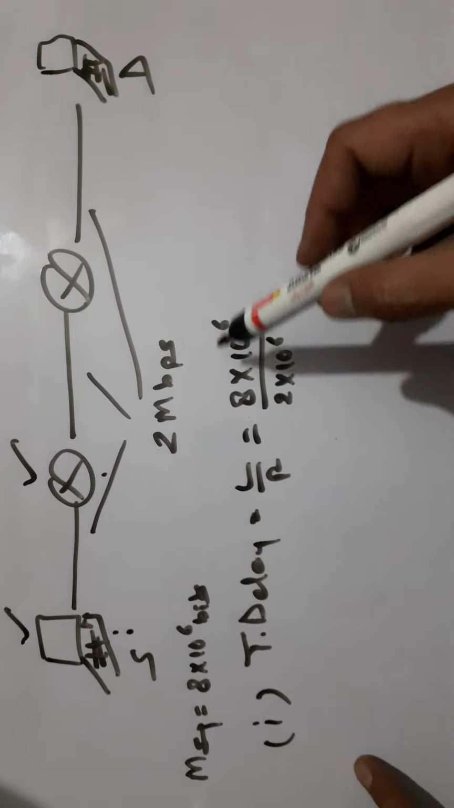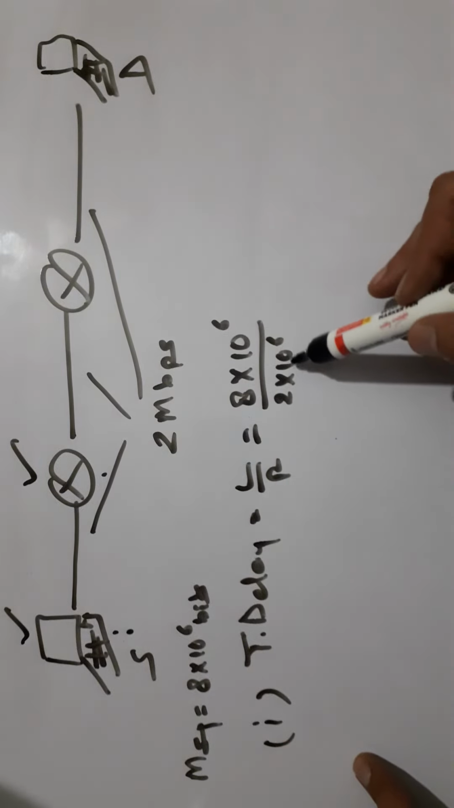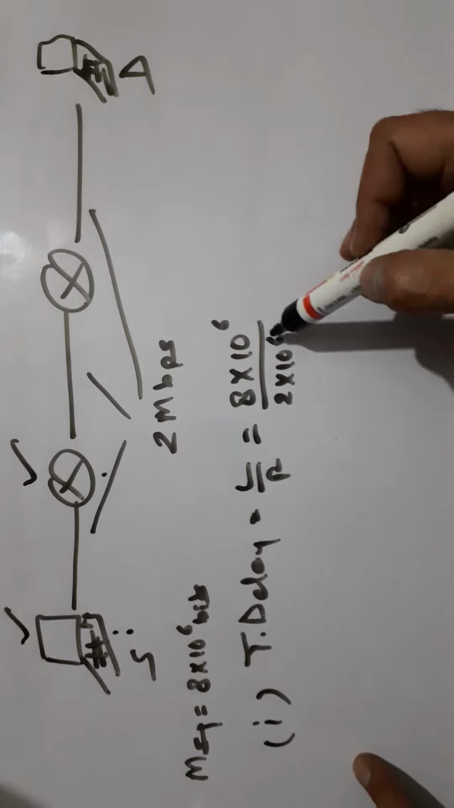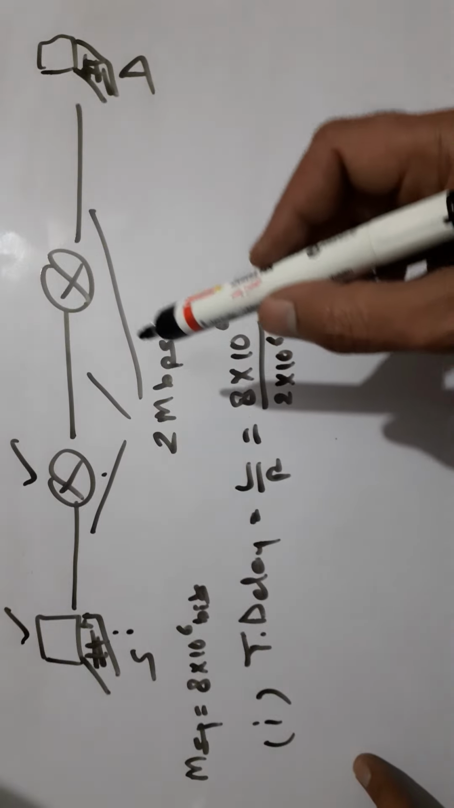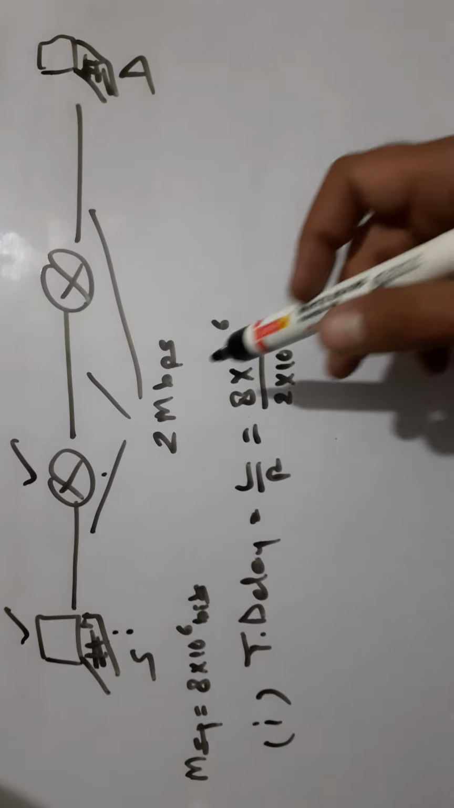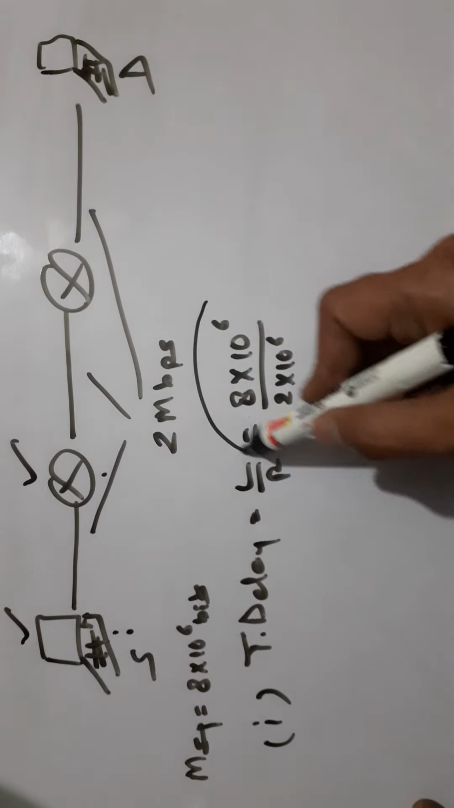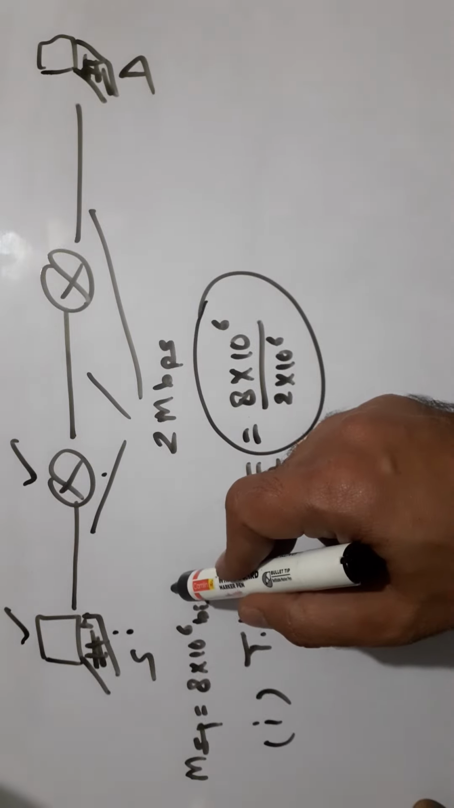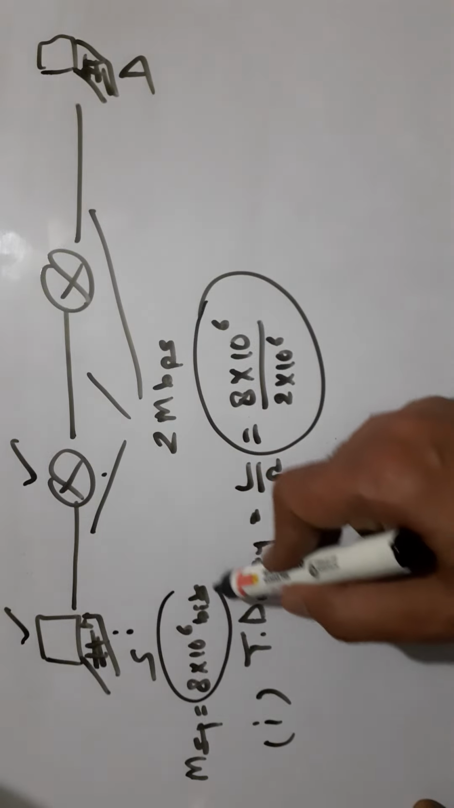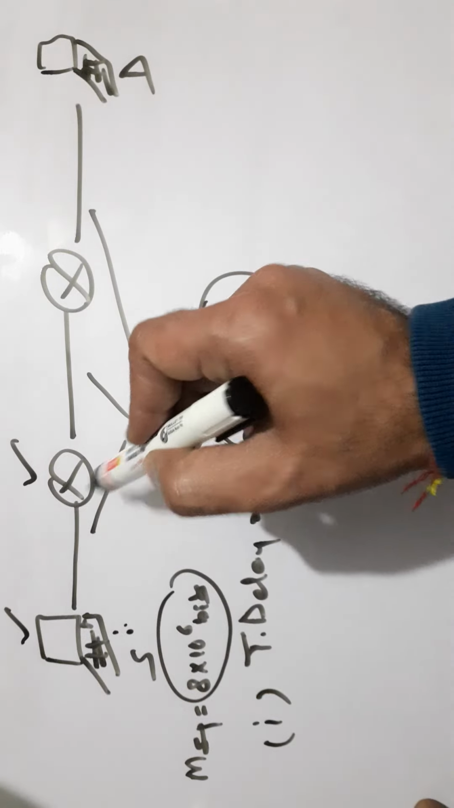I have to convert this 2 Mbps into bits per second. Then I have to multiply this 2 with 10 to the power 6, because it's in megabits per second. So this much is the time required by this size of message to reach from this source computer to the first packet switch.